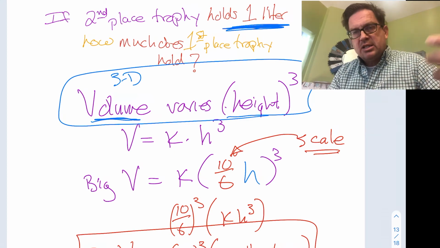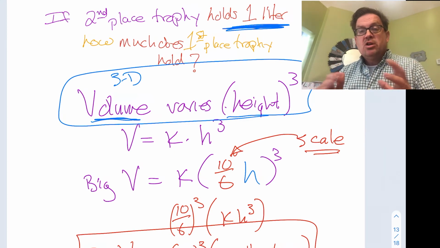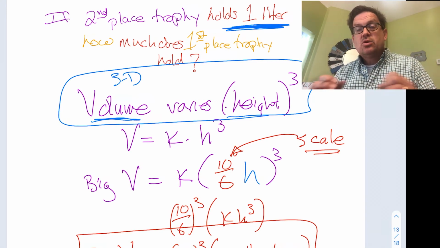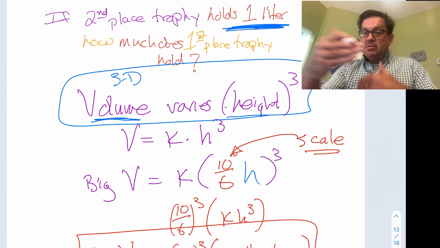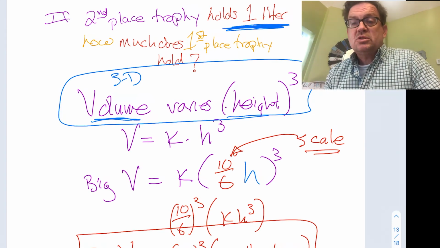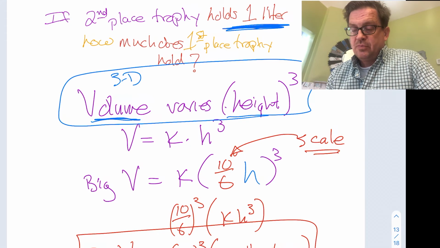So whatever that calculation is. If the height were to double, then the big volume would be doubled cubed. So 2 to the 3rd, which is 8. So if I doubled the height, doubled the width, doubled the length, then I will cube the volume.